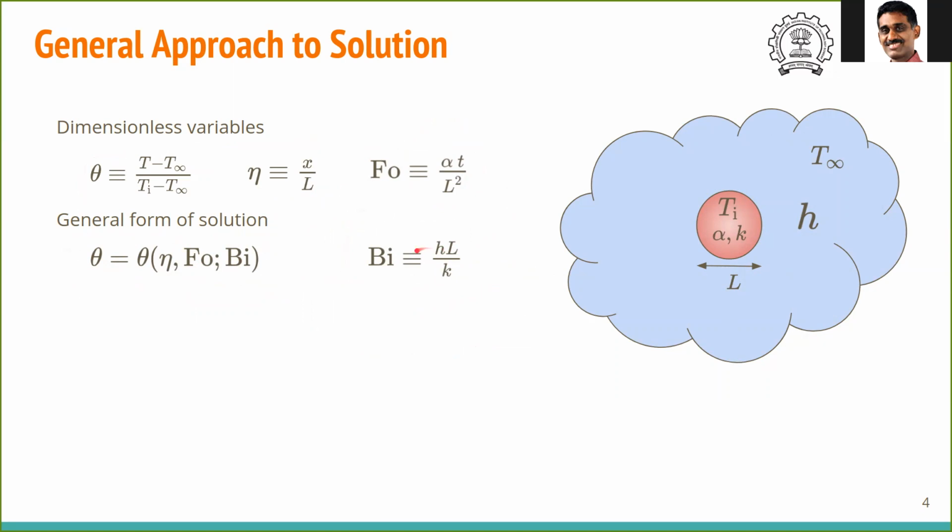Irrespective of any value of k, h, or L, if the Biot number is the same, the solution remains the same. It does not change. Similarly, if you use any value of length and alpha, it does not change. The time at which you're asking for the solution does not change so long as the Fourier number is the same. So the temperature at a given Fourier number and given Biot number is always the same.